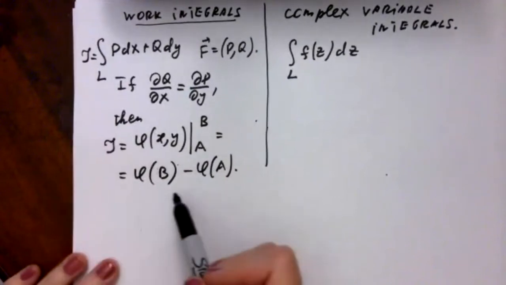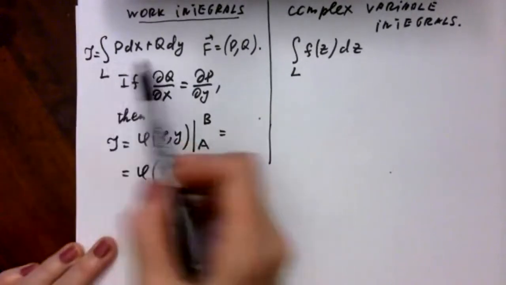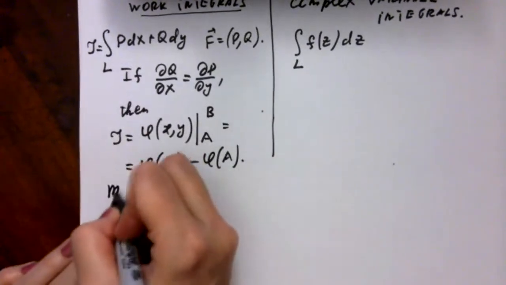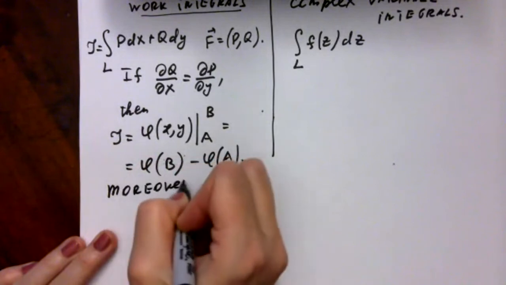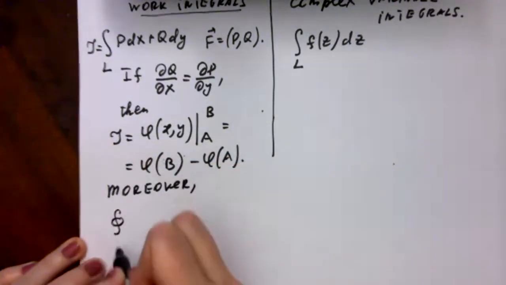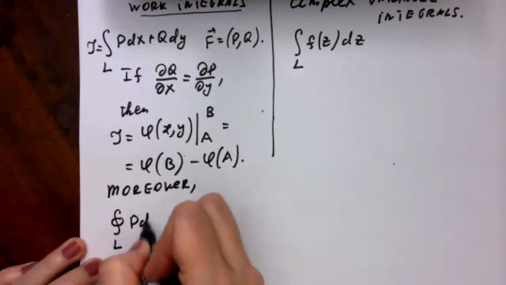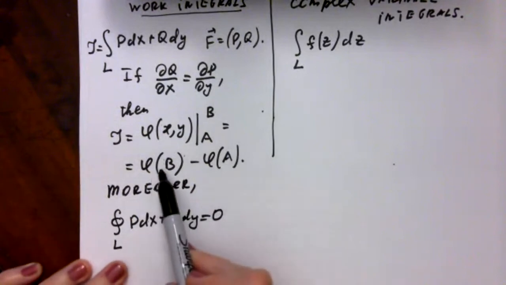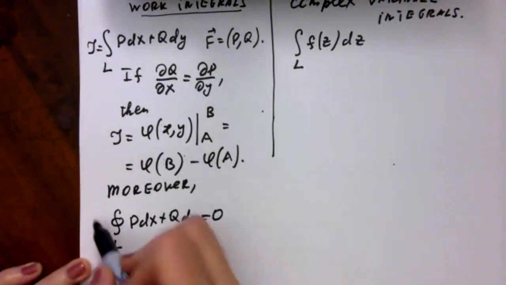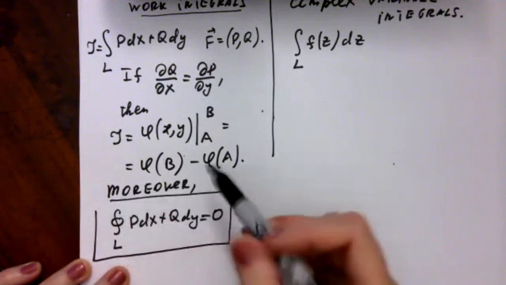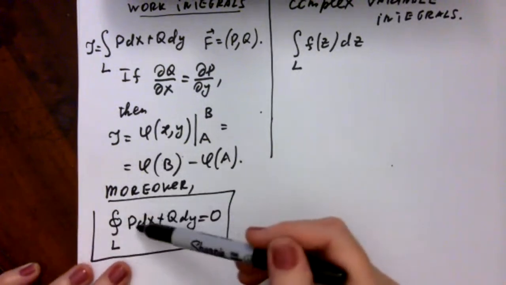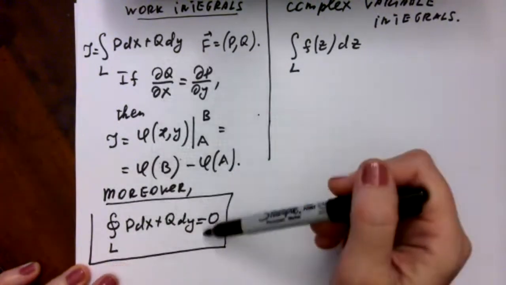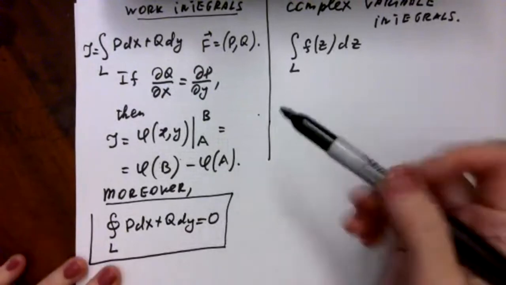This was a very nice property. And moreover, this was just along some path from A to B. But moreover, if this integral of p dx plus q dy was along some closed curve, it was just equal to 0, because in the case of a closed path, your start and end point are the same. This was a very beautiful property. If you were given an integral along a closed path, and your vector field was irrotational, you could give the answer immediately, just 0, and that's it.